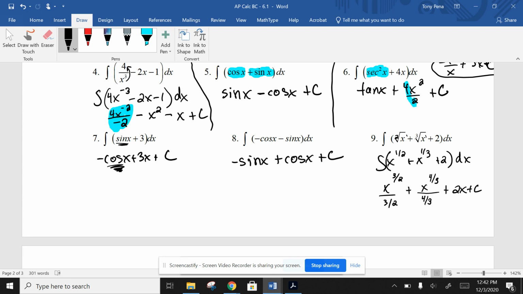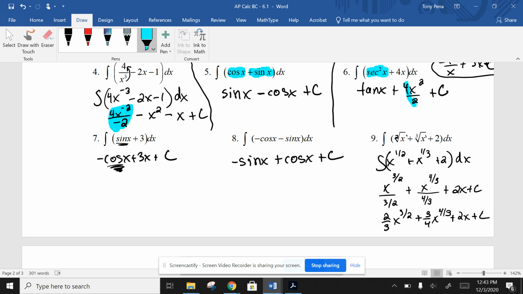And as you get better, you probably are already thinking, can I just do this right off the bat? Feel free. Understanding that if we divide by 2/3 or 3/2, that's the same as multiplying by 2/3. So we could just jump right to 2/3 x to the 3/2. And then this would have been 3/4 x to the 4/3 plus 2x and then plus our c.